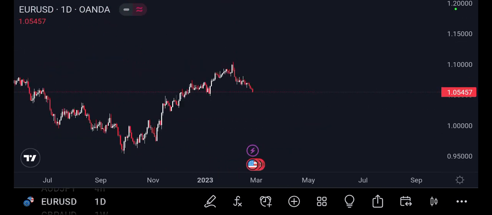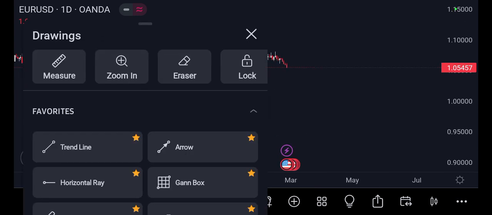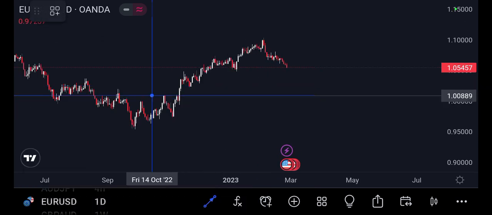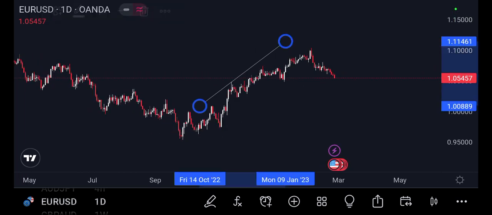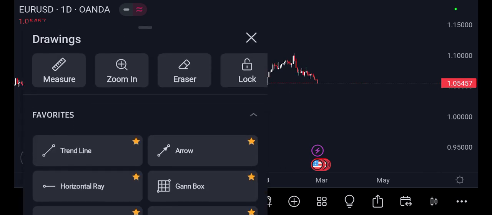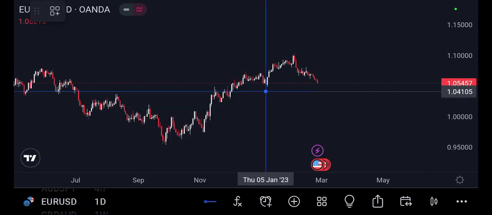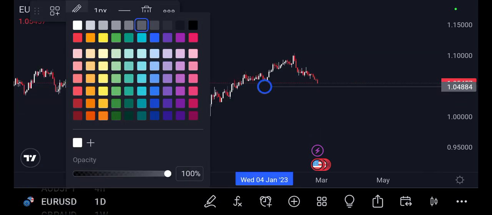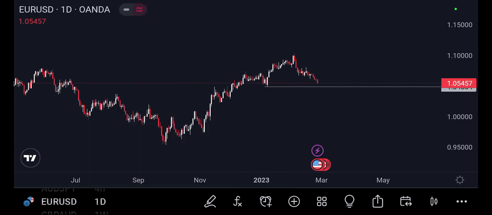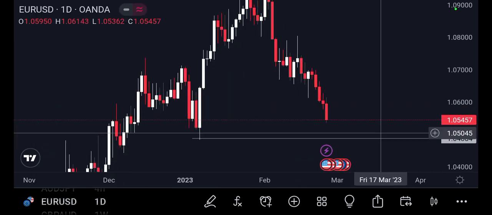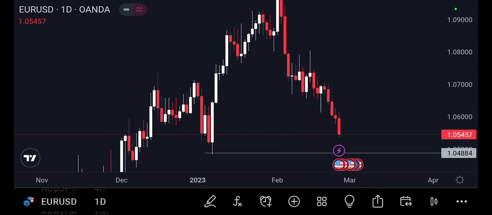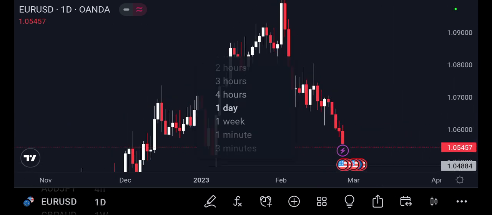From the daily time frame, we know that price is in an uptrend. And if price wants to start to be in a downtrend, it means it has to break this low, this one right here. Let me change the color. It has to break that support before we call it a downtrend. So let's move to the 4 hours time frame.